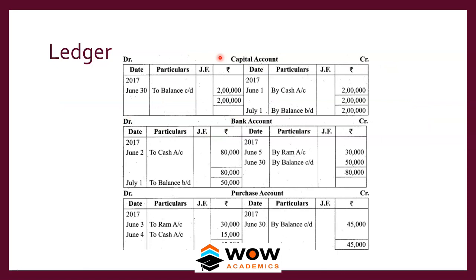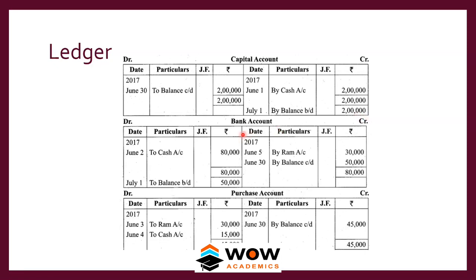So you could look here. We have capital account, we have bank account, and we have purchase account. If you look here, you can easily find out what is the total cash balance. What is the total capital balance of this company? The total capital balance on July 1st is 2 lakhs. It's so easy and quick.